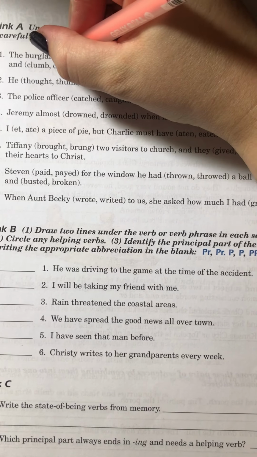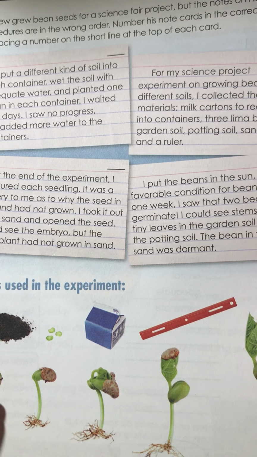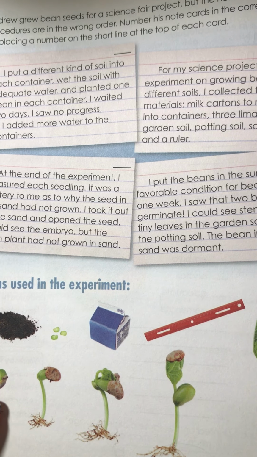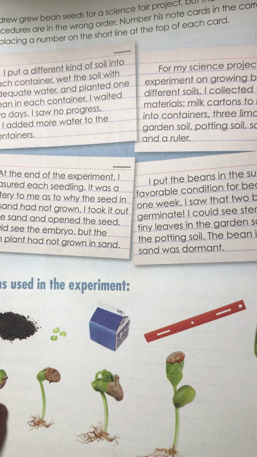What we're doing is we're going to organize these paragraphs, and let's read the directions on top. It says, Andrew grew bean seeds for a science fair project, but the notes on his procedures are in the wrong order. Number his note cards in the correct order by placing a number on the short line at the top of each card. So you have these little lines on the top right of the cards. And what you're going to do is you're going to read these procedures or the steps that he used to do his science project. And after, you're going to write down which came first, second, third, and fourth.